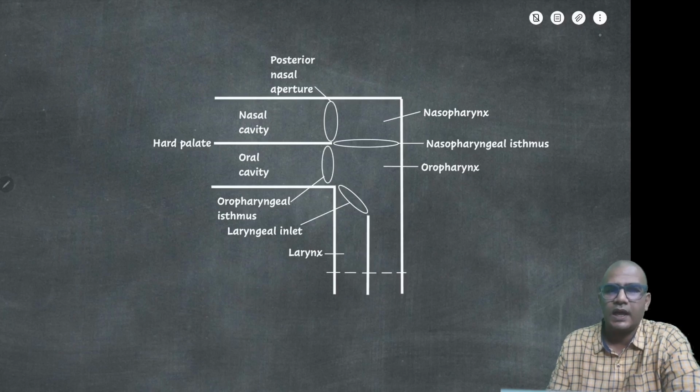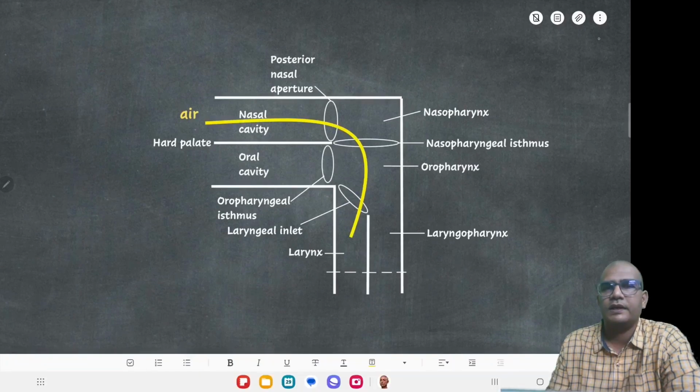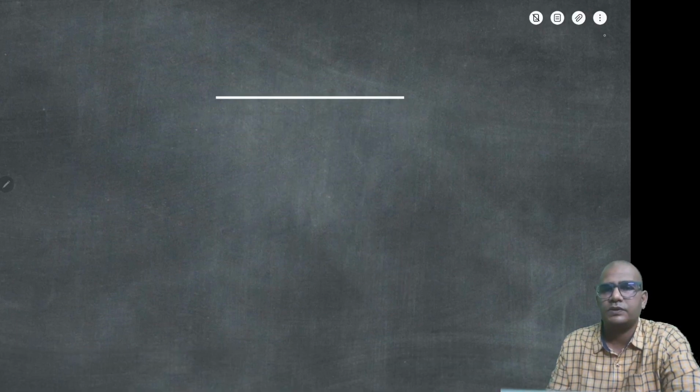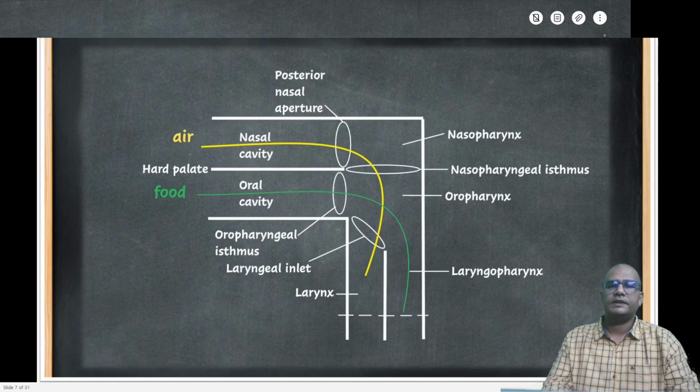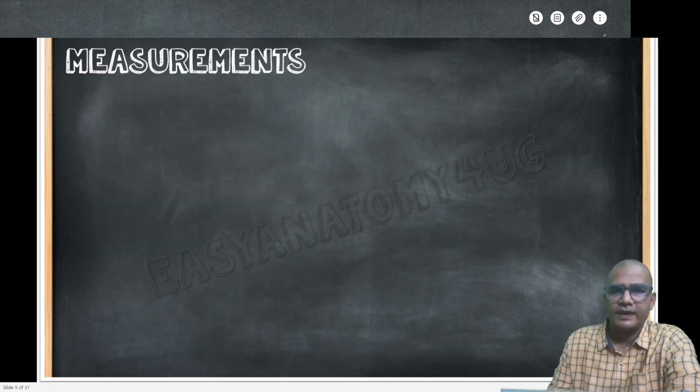So this is a highly schematic diagram. This is for the basic understanding. Now we will see the passage of air and passage of food. So the air passes towards the larynx, and food passes towards the esophagus. So we can see what are the measurements of the pharynx.